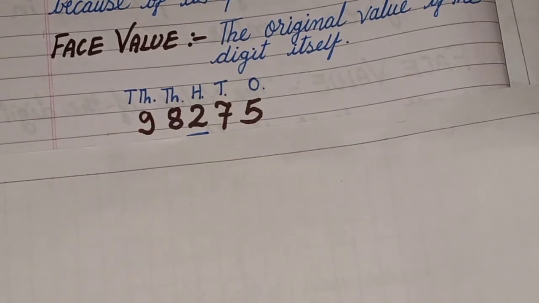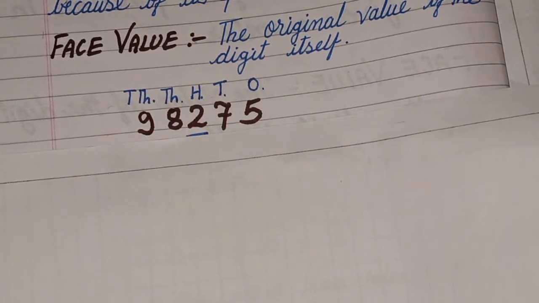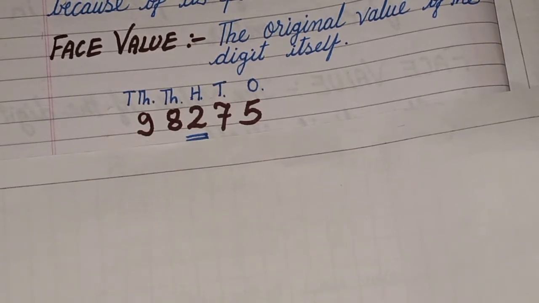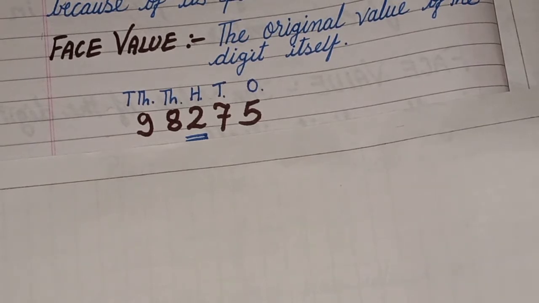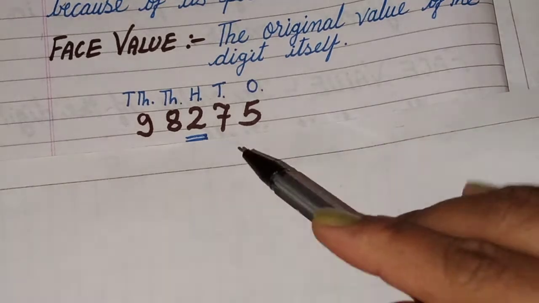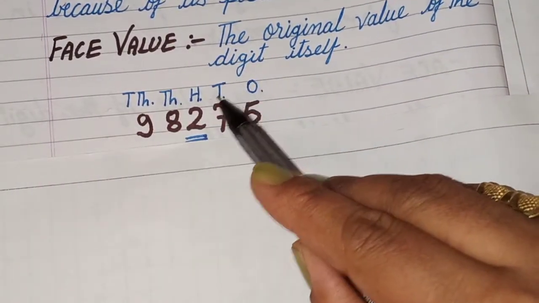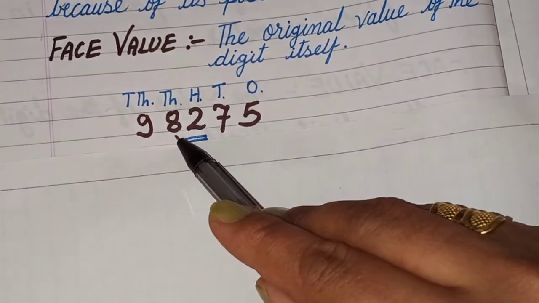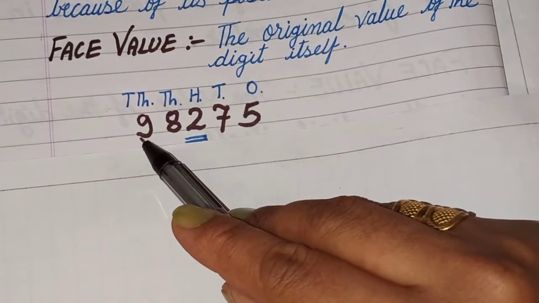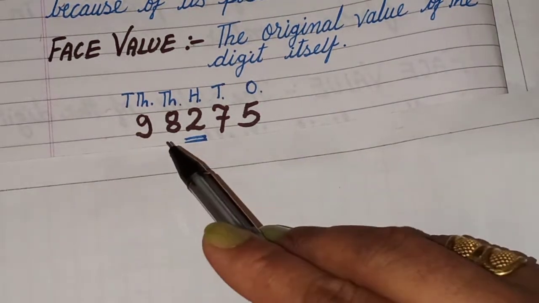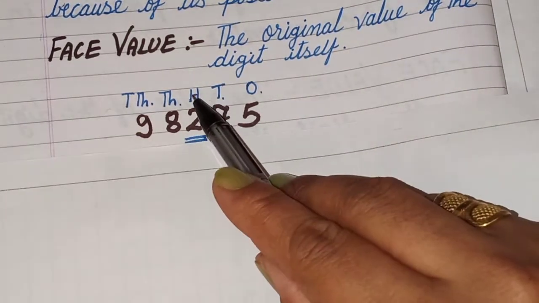We have a number here, 98275. Here we will discuss the place value of the digit 2. As you know, to fix the place of a digit, we start from the right side. 5 is at the 1's place, 7 is at the 10's place, 2 is at the 100's place, 8 is at the 1000's place and 9 is at the 10,000's place. So what is the place of the number 2 here? It is at the 100's place.